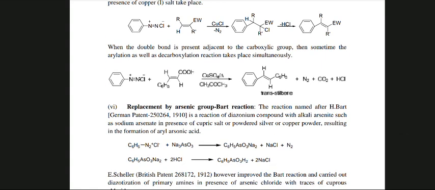Replacement by arsenic group. Bart reaction. The reaction named after H. Bart, German patent 250264, 1910, is a reaction of diazonium compound with alkali arsenate such as sodium arsenate in presence of cupric salt or powdered silver or copper powder, resulting in the formation of aryl arsonic acid.